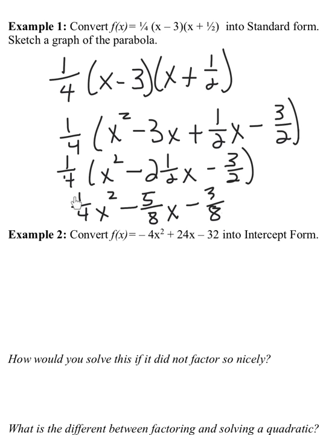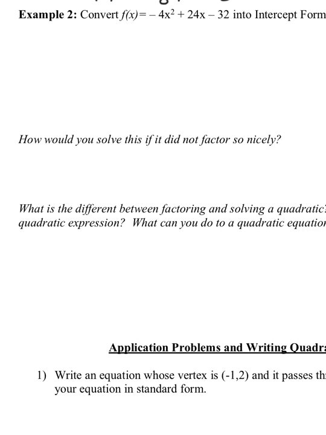Now I'm not going to try to graph this on this teeny tiny graph that they've given me on this page, but we might try to graph it on the board in class. All right, in the next example, we're going to convert -4x squared plus 24x minus 32 into intercept form.